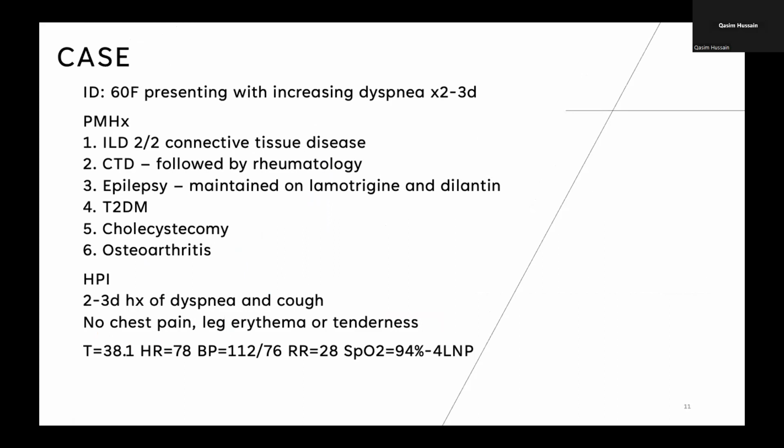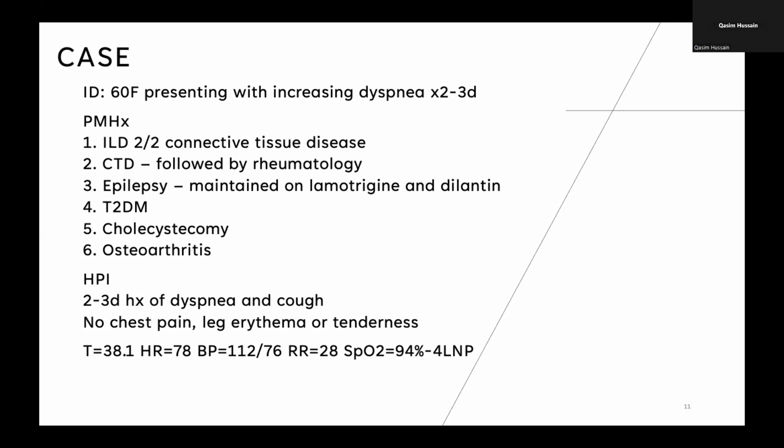She had a background history of interstitial lung disease, secondary to her connective tissue disease, currently being followed by rheumatology. Also epileptic, maintained on some anti-epileptic drugs, type 2 diabetic, history of cholecystectomy and osteoarthritis, but a pretty vague history, just 2 to 3 days of dyspnea and a cough. No chest pain, no leg erythema, no tenderness in her legs, and really no other strong infectious fevers at home, but she did come in with a fever at 38.1.